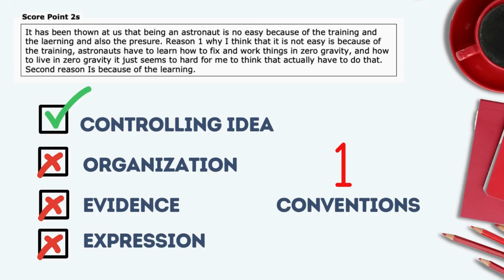And here the conventions is a 1 because they're just inconsistent in their conventions. There's a run-on sentence, some missing commas, capitalization, and spelling, but the reader can still understand their thoughts.